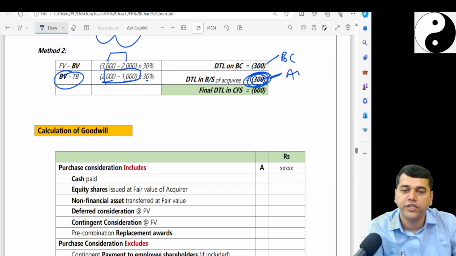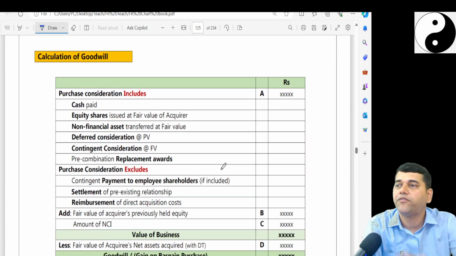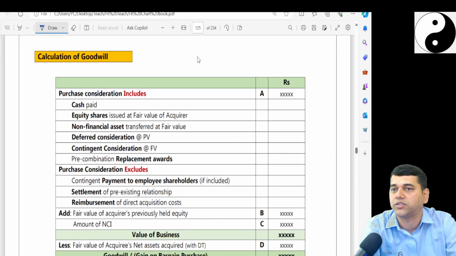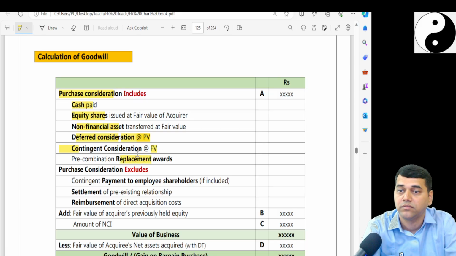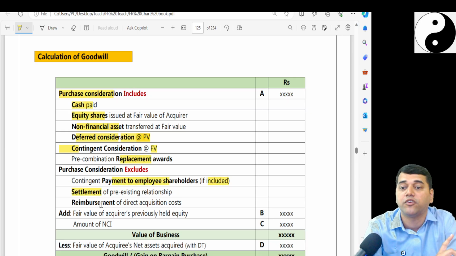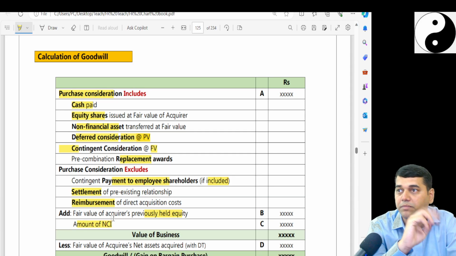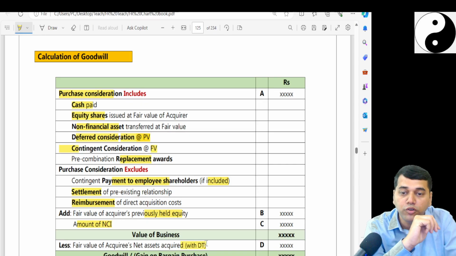Yes, so before we proceed into the measurement theory, we have finished with the format of calculation. We have got purchase consideration, which includes cash, equity shares, non-financial assets, a retail business, deferred consideration at present value, contingent consideration at fair value, pre-combination only replacement awards. Purchase consideration excludes payment to the employee shareholders, settlement of relationship and reimbursements. Fair value of the previously held equity and the amount of NCI plus non-replacement awards, pre-combination and vested, minus fair value including deferred taxes. If you do this, you get the goodwill.